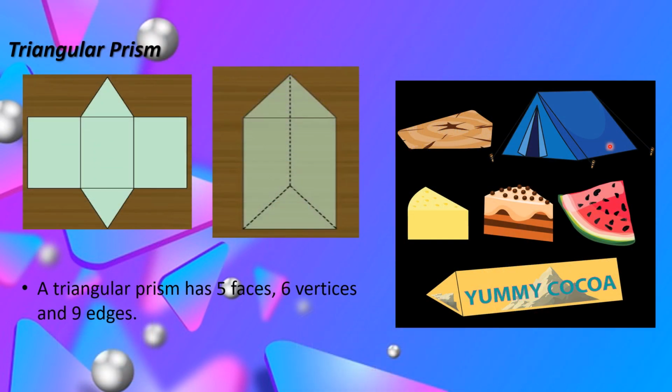Here we have a triangular prism. See the net of the triangular prism, how the net is drawn, and when I join it I get a shape like a tent. I have shown some similar examples to you of how this triangular prism looks, because there is its base and the rest of the two sides.